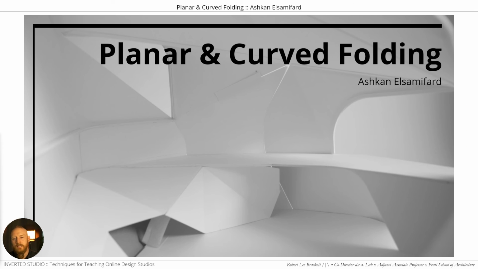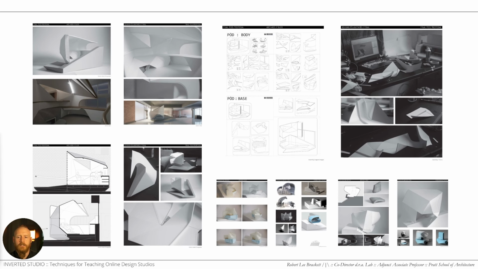Some of the simplest techniques can still lead to very complex and refined results. This again is a photograph of a physical model made at home by a student in our summer studio, looking at primarily planar and curved folding. They had an interest in combining the kind of sinuous-like nature of curves and the angular nature of the folding to produce this pavilion that could kind of move around and envelop.